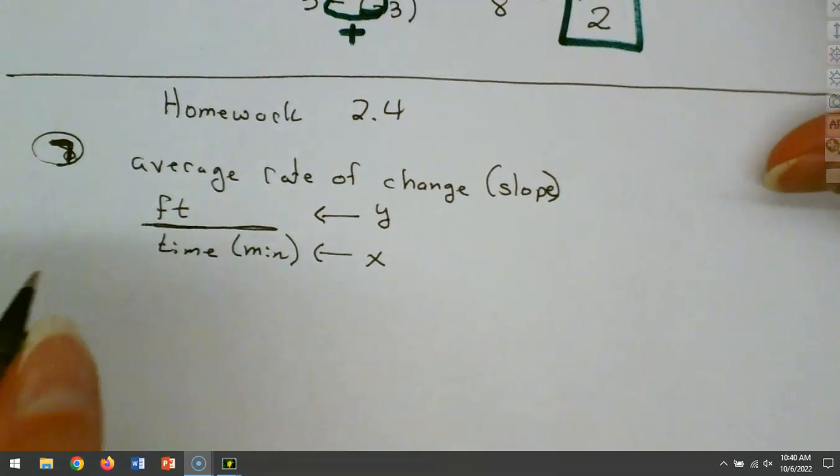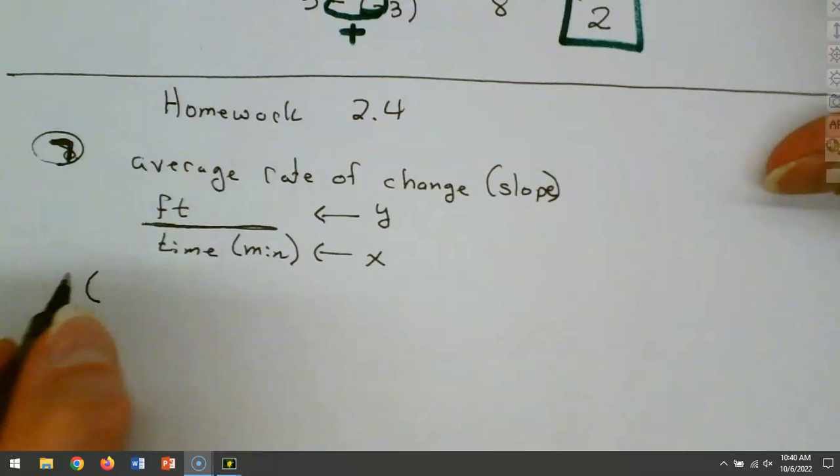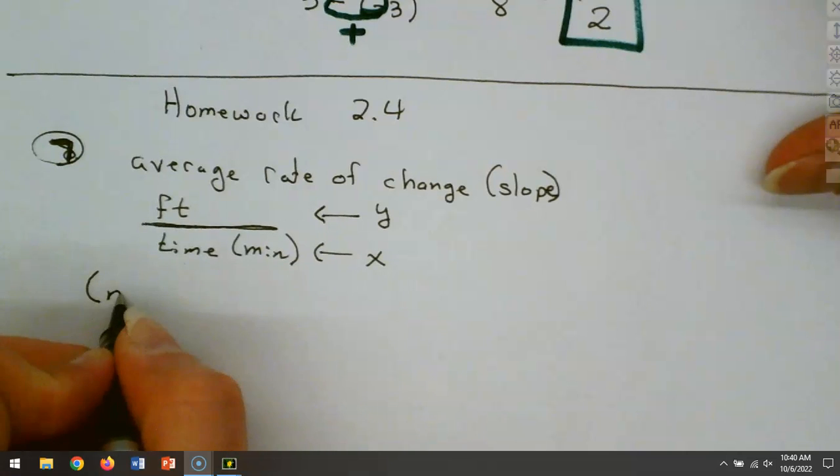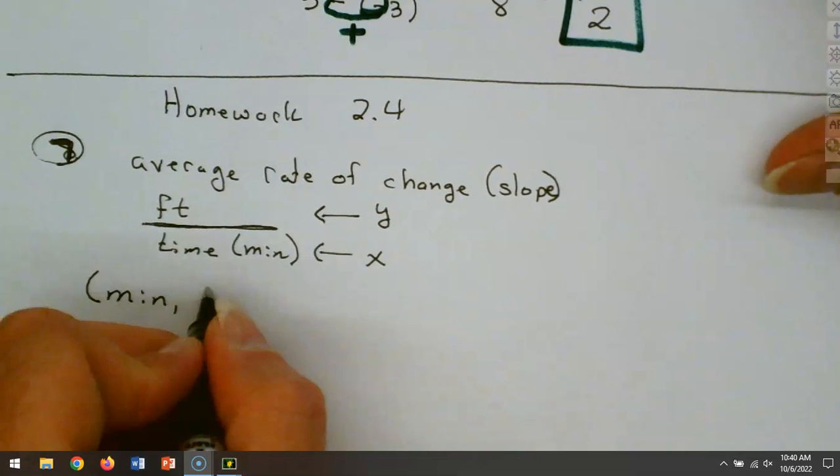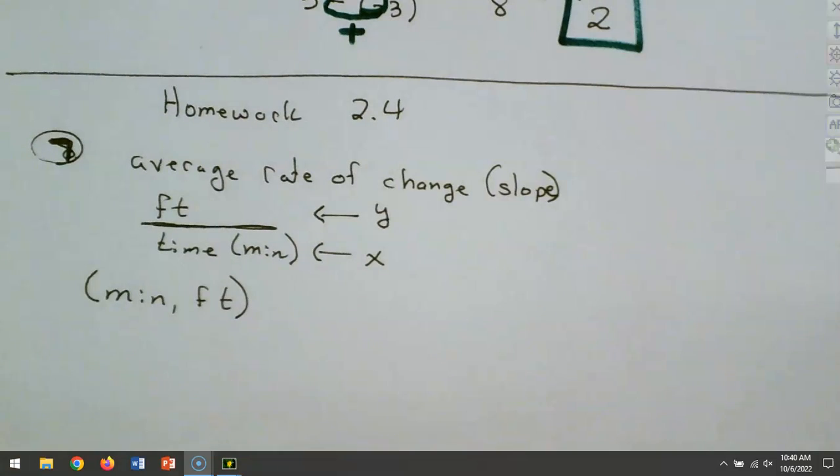Now, what do these look like as ordered pairs? Well, as ordered pairs, it's going to be the minute followed by the feet. Okay, so minute goes first because that's your X part, down below. Feet goes second because that's your rise, or the Y part. So when we look at this, what do my ordered pairs look like?